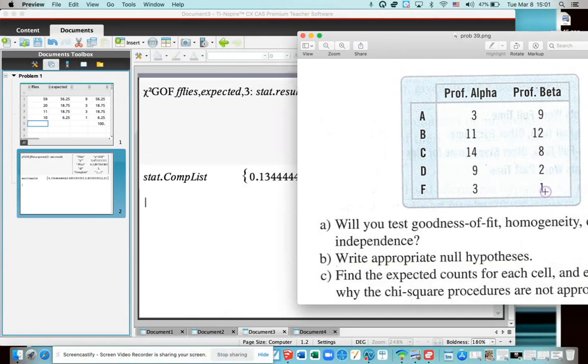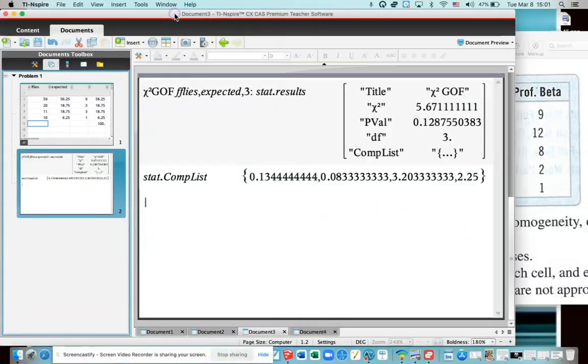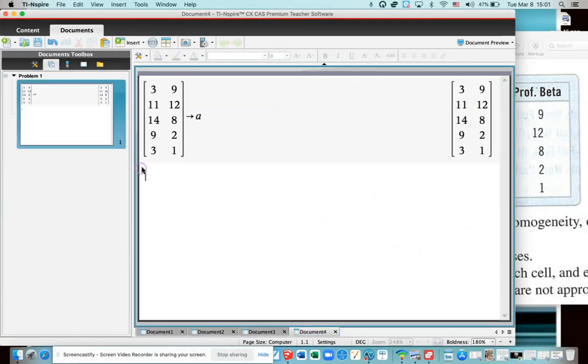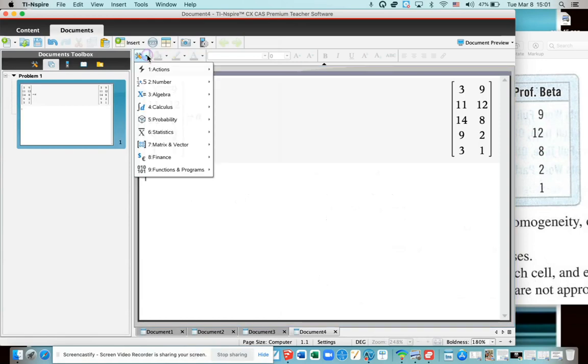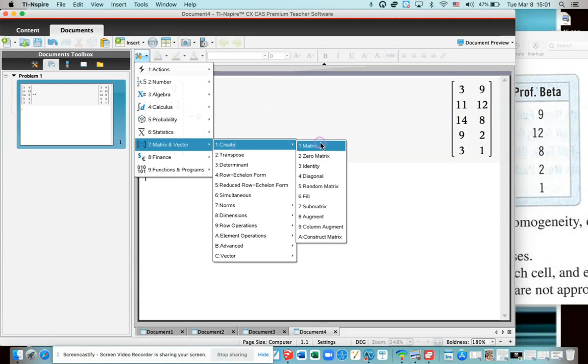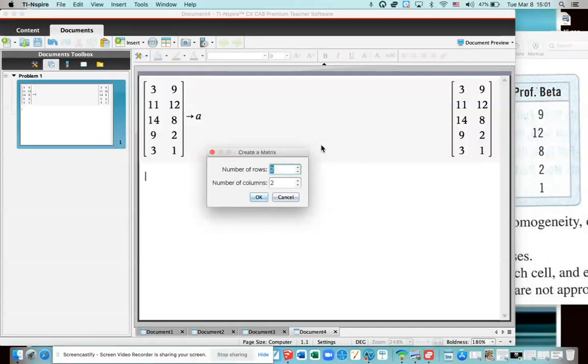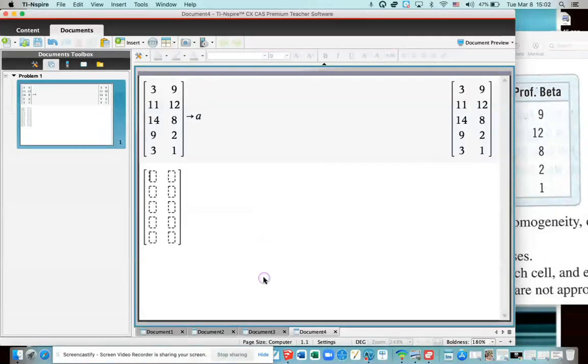Okay, so here's our two distributions. You want to take those, okay, and I opened up a new document, and what you do is you take those values and you put them into a matrix. So let me show you. When you open up your tools, there's a matrix button here. You can create a matrix. So this one would be a 5 by 2. So I say matrix, I want 5 rows by 2 columns. Hit enter, and then you can put all those values in. All right. 3 tab, 9 tab, 11 tab, 12 tab, 14 tab, right? And continue.